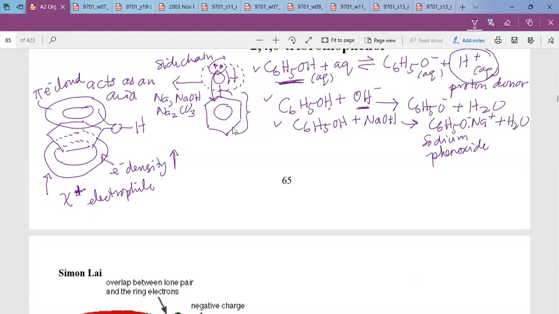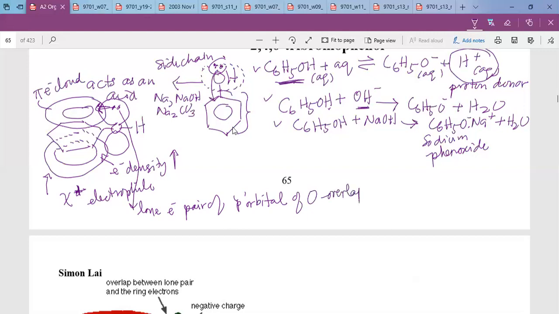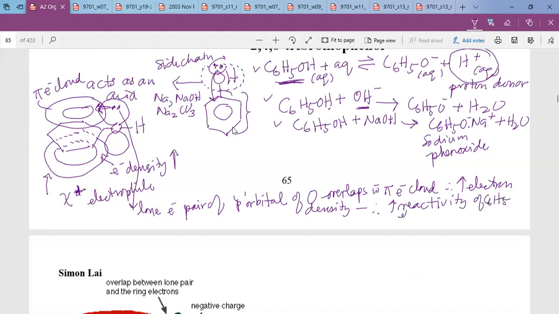Because of the lone pair of electrons in the p orbitals of your oxygen or NH2, look at here. They will delocalize into the ring. So the lone electron pair of the p orbitals, to be perfect, of oxygen, overlaps with the pi electron cloud. Therefore, what happens? Increasing the electron density. That means you increase the reactivity of the ring, the C6H5, towards electrophilic substitution.